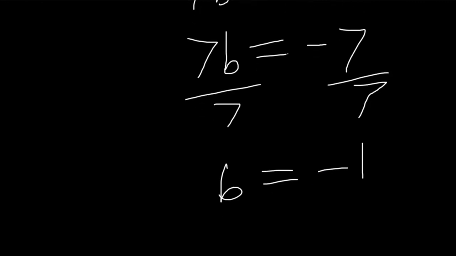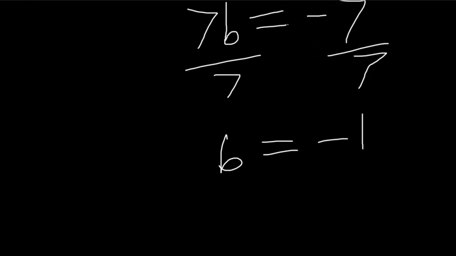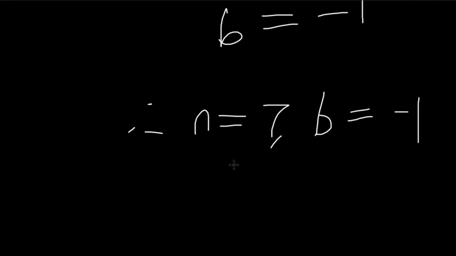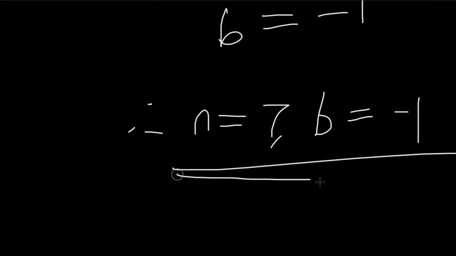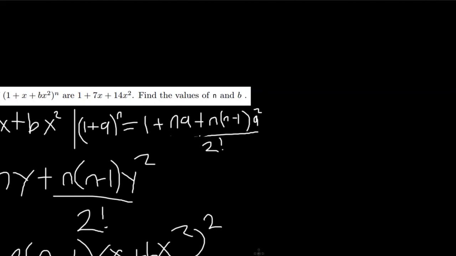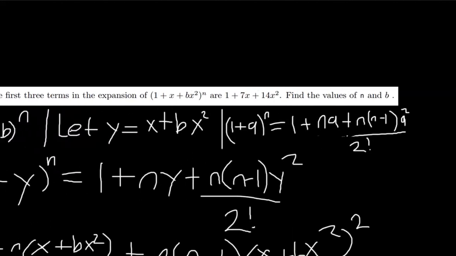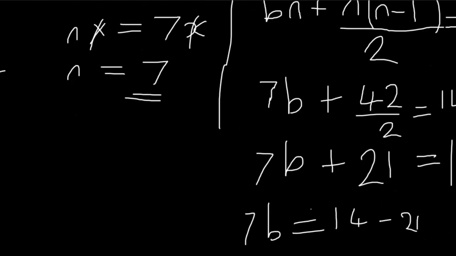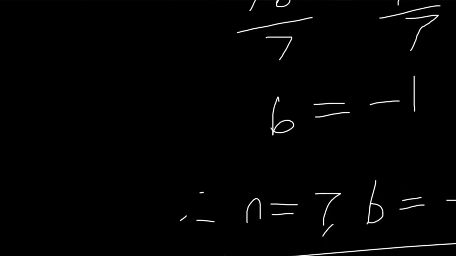So this is the final answer for b. So in short, what we're saying is you conclude to say, therefore, our value of n is equal to 7, and the value of b is equal to negative 1. So this is now the final answer. So these are the answers for question 8. Remember, the question says we find the value of n and b, and according to our final answer here, we have found the values of n and b, and these are they here.